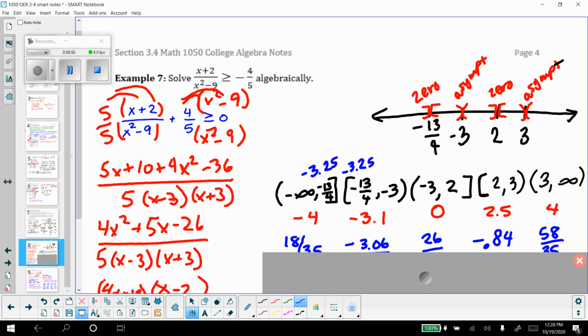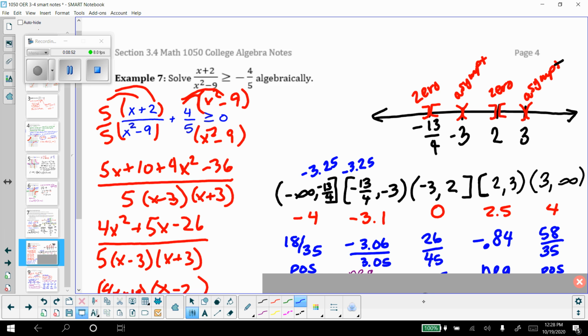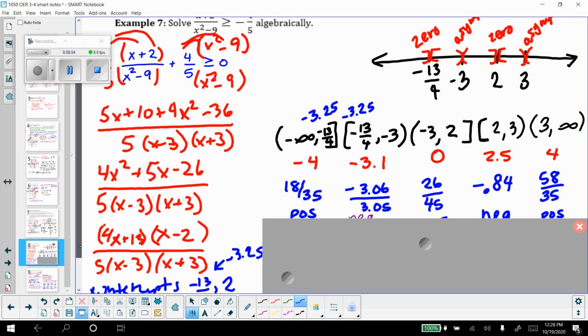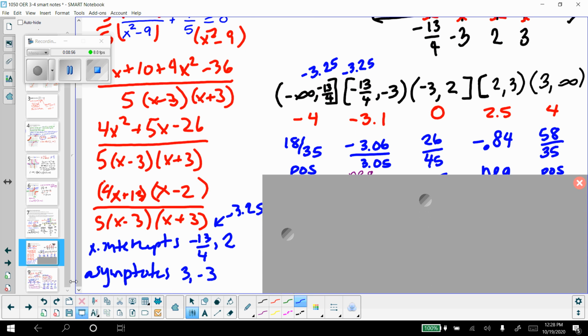So then you take these test values and you plug them back in to your finished equation from earlier. So that would be this one right here, right? So I plugged in a negative 4 into all of my x values, and I got 18/35. This is something that you can just plug into a calculator to get that value. The fact that the answer is 18/35 is not as important as the fact that that answer is positive.